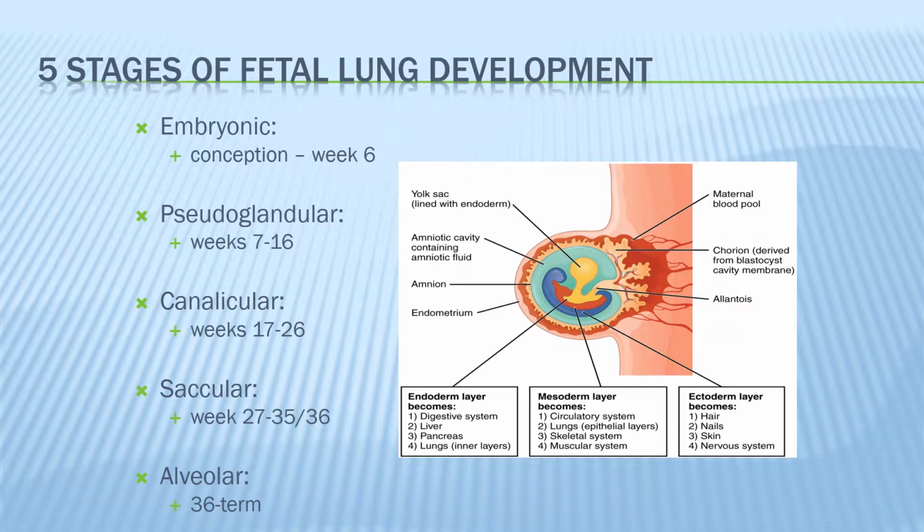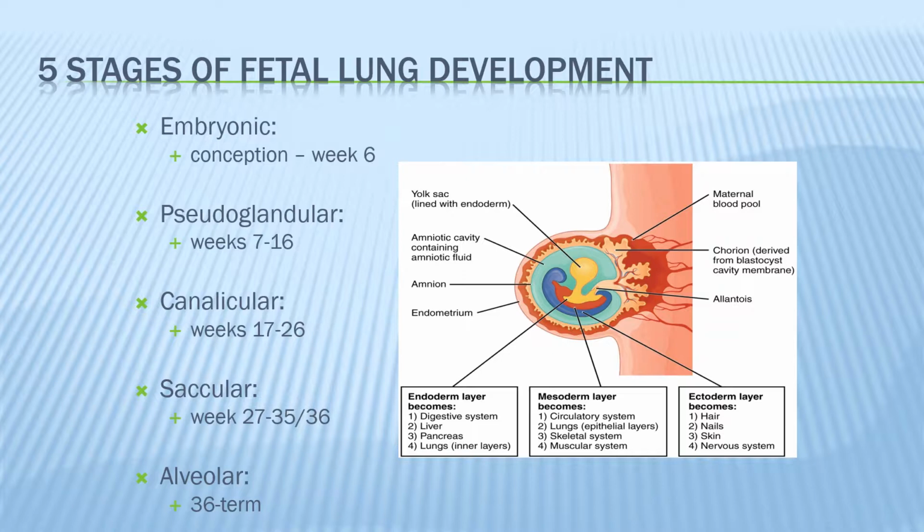And let's go into the saccular period. That is weeks 27 to about 36. During this time, true alveoli are starting to appear. The lungs are very well developed at this point.